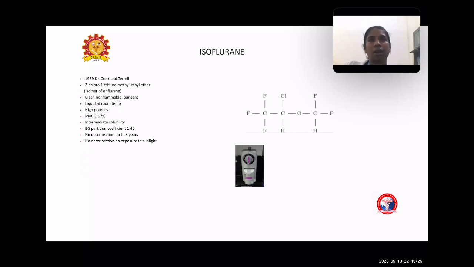And when it is exposed to sunlight, there is no deterioration. It is stored in a vaporizer. What is the color? We told halothane is red color. This is purple color. Okay.